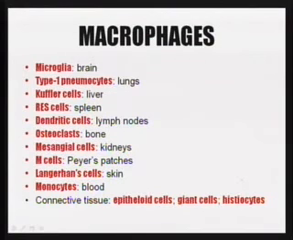In the brain, they say microglia. In the lung, type 1 pneumocyte. In the liver, Kupffer cell. In the spleen, RES cells. Lymph nodes, dendritics. Bone, osteoclast. Kidneys, mesangial. Peyer's patches, M cells. Skin, Langerhans. And the blood, monocytes. And then connective tissue, epithelioid, giant cell, and then histiocytes. 3 names for the same thing, macrophage.